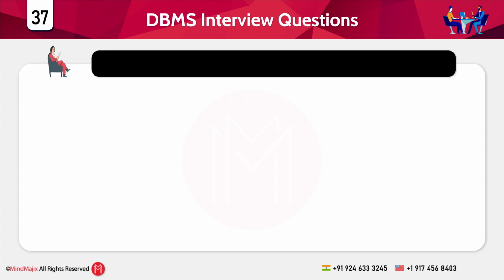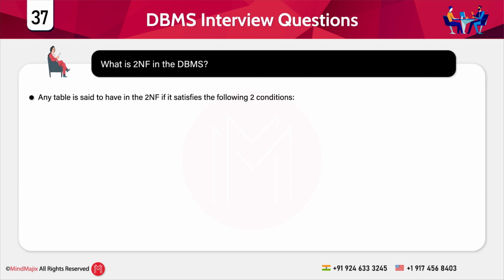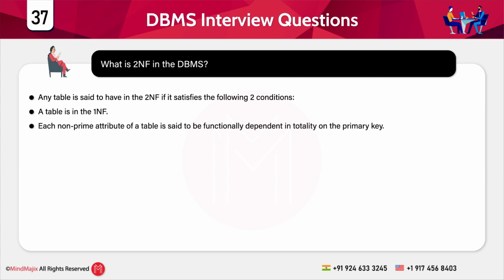The next question is, what is 2NF in the DBMS? So 2NF is the second normal form, and any table is said to be in the 2NF if it satisfies two conditions. And what are those conditions? The table should be in the first normal form, and each non-prime attribute of a table should be functionally dependent in totality on the primary key. So these are the two important conditions for the 2NF or the second normal form.